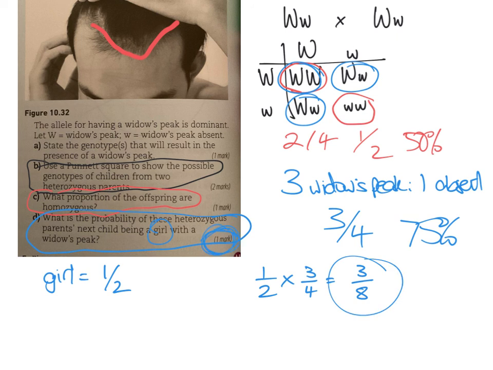But in the mark scheme I said we're just going to ignore the fact that it says girl, because at that stage we hadn't looked at how sex is inherited. If you put 3/8, that's fine. You can give yourself a mark. I didn't expect you to do it, but if you worked it all out and got 3/8, that's fine. If you want to leave me a message to say you got that, and to add an extra mark to your total, I'll do that.